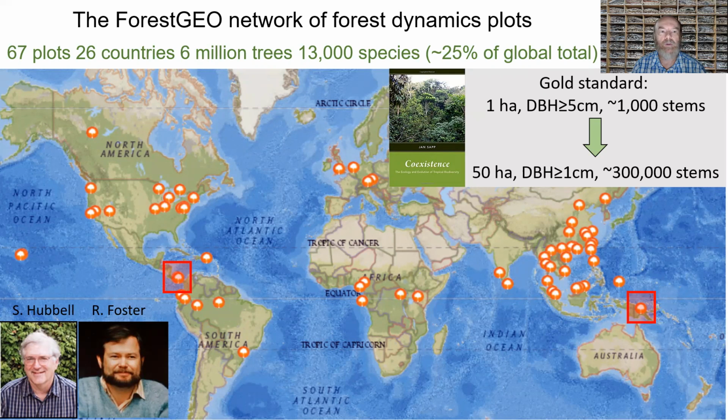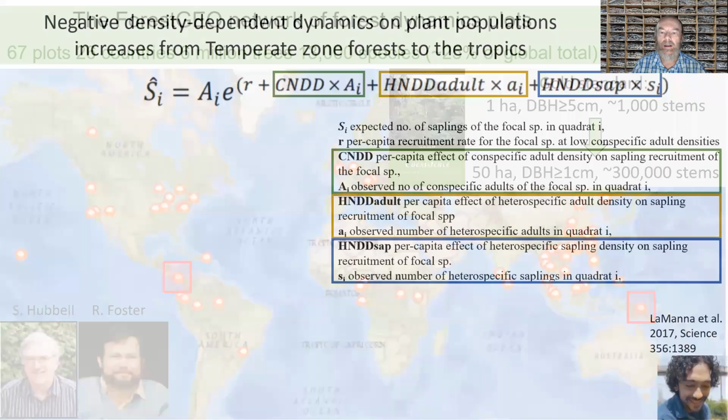and because of that, we have what is probably the most successful and productive ecological collaboration of the current time, and that is the ForestGEO network, which grew to 67 plots, 6 million trees, and 13,000 species. It includes also our plot Wanang in New Guinea.